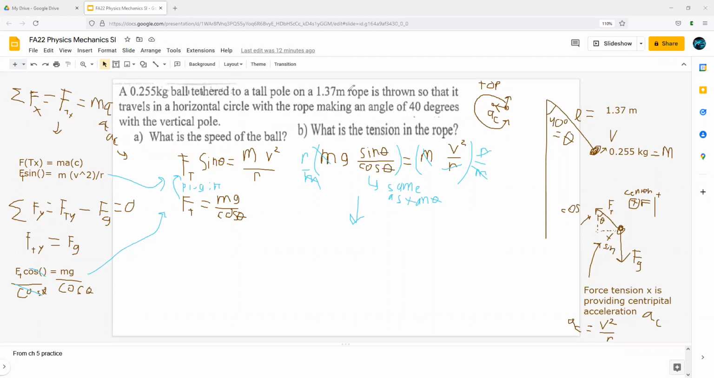And then that becomes r g and theta is equal to v squared. And you're just gonna square root both sides, right? You're gonna get rid of that squared on the v side. And then you're gonna plug it in. So I'm gonna go v is equal to the square root of whatever I text.